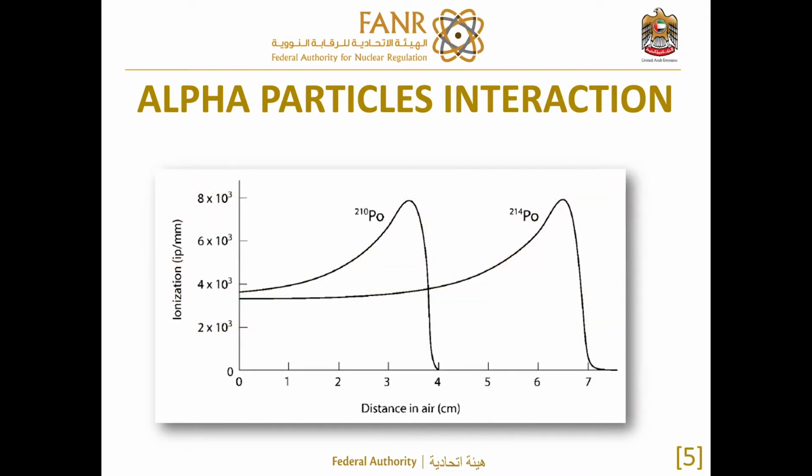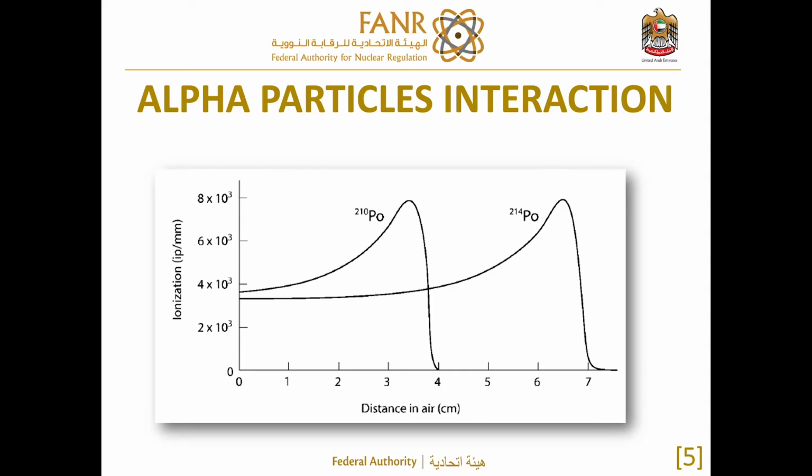Now this is, as we will see, very different from the mechanism of interaction of betas in matter, for example. Here we have quite an interesting graph which depicts the number of ionization pairs, so the number of pairs of electrons and ionized atoms which are created by the passage of an alpha particle in a material. So you read this graph by imagining that there is a source positioned here at the origin, emitting towards the x-axis. And for example, let's take the first curve.